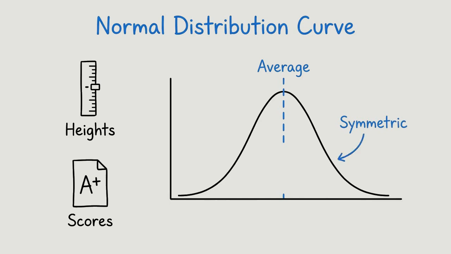The formal name is the normal distribution curve. It's perfectly symmetric, meaning the left side mirrors the right side, and the highest point sits right at the average. That average is called the mean, and it sits at the center of the curve. In a normal distribution, the mean, the median, and the most common value are all the same point.